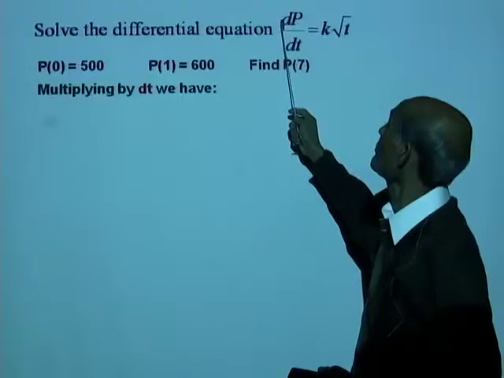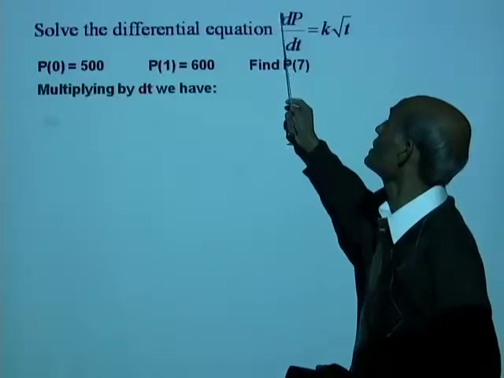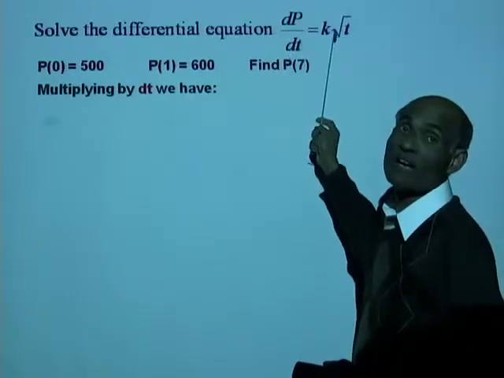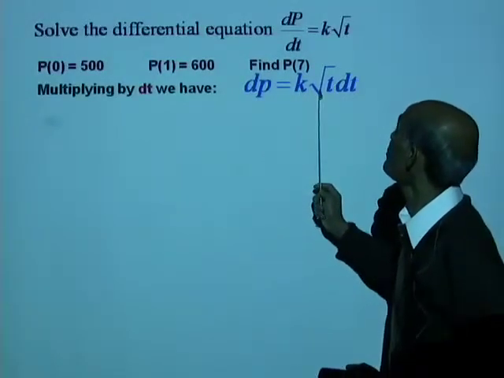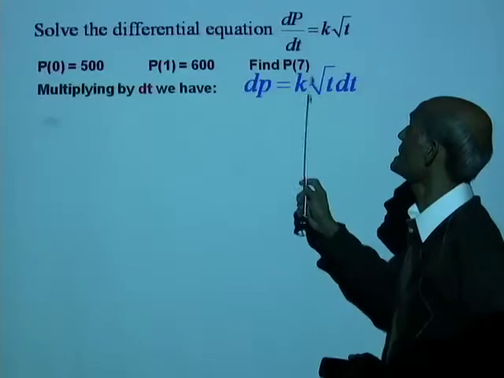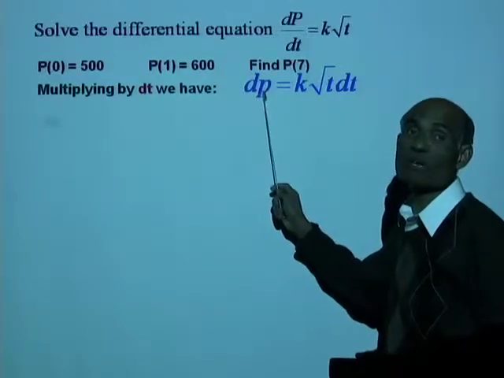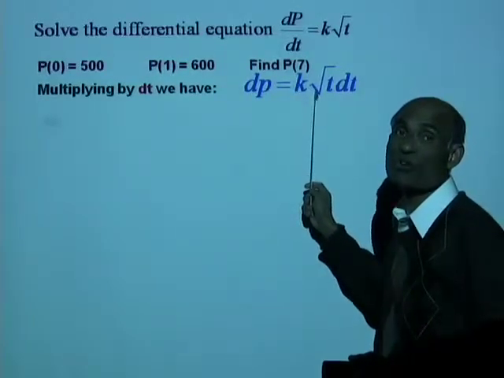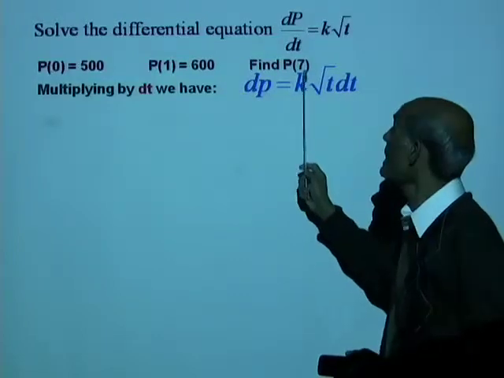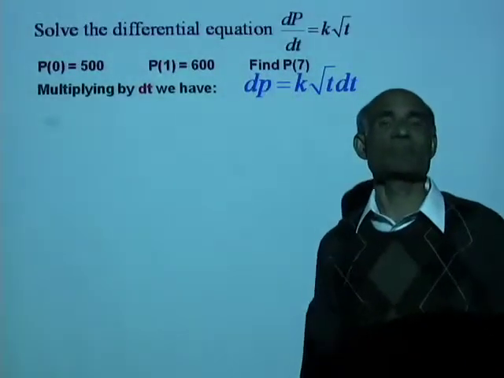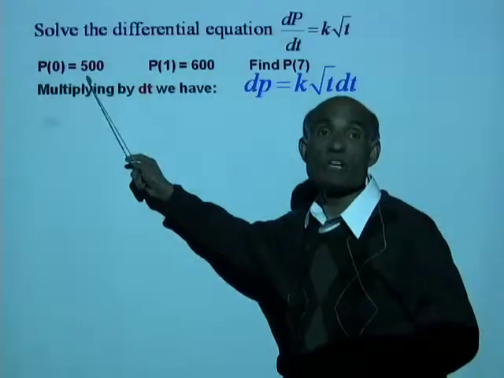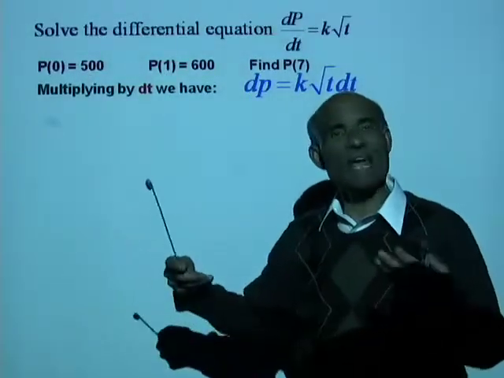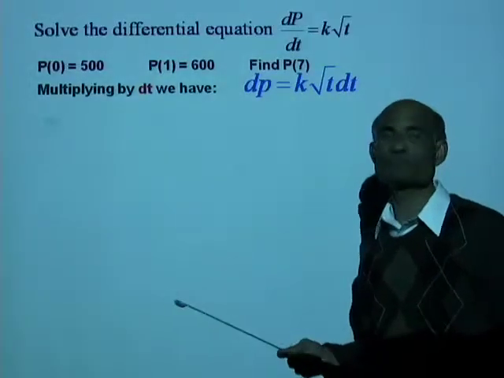What do we have? Multiply left hand side by dt will give you dp. Right hand side by dt gives you k square root t times dt. Look at that form now. dp equal to k square root t dt. K is a constant. It's a number, we don't know what it is, but these conditions given to us will help us to find that k.